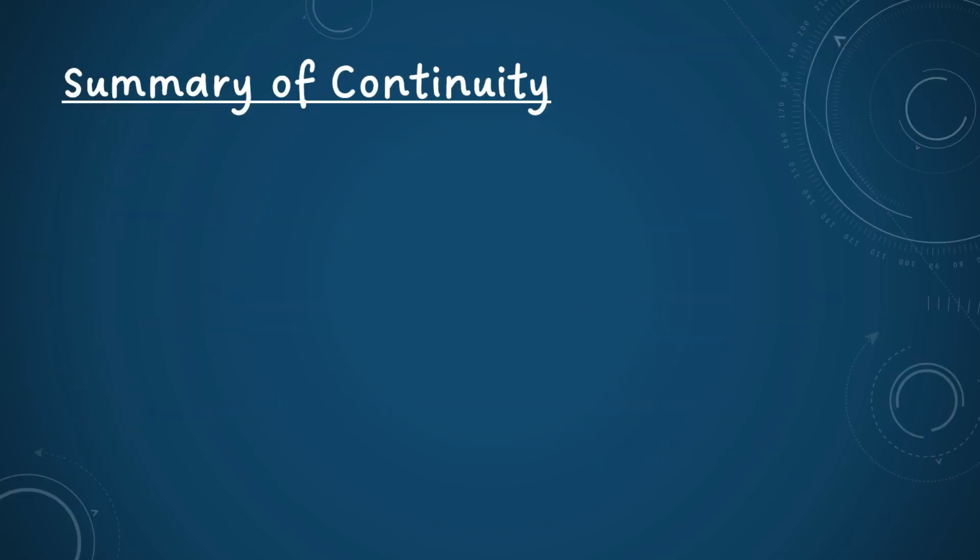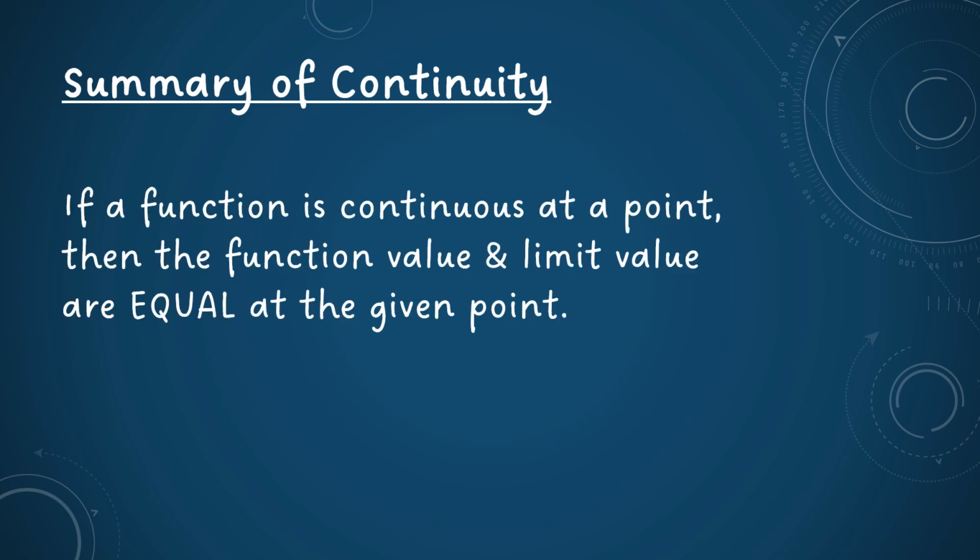All right, so here's our summary. Summary of continuity. If a function is continuous at any given point, the function value, its y value, and limit value are equal at that particular point. So you've got to evaluate the function, check the limit, and see if those two things are the same.